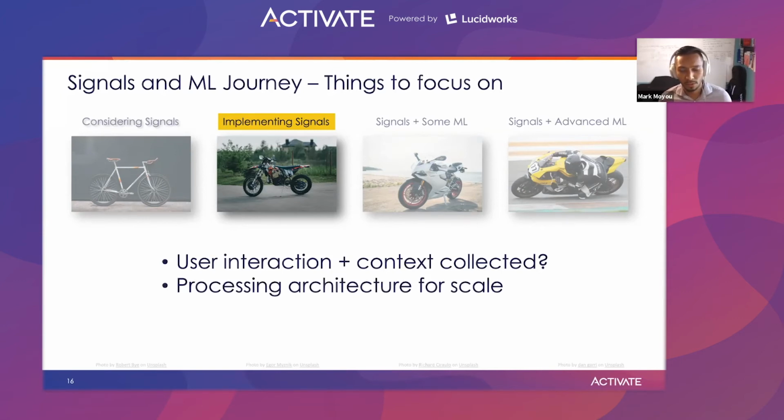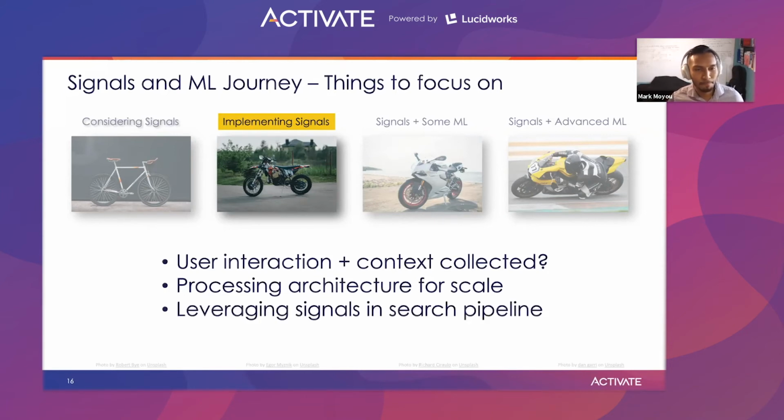How do you actually start processing the signals at scale? If you're not a big scale client, you don't have millions of searches a day, this may not be a concern for you. And then after you process the signals, how do you leverage your output in a search pipeline? Is it repeatable? Is there a lot of custom code that you have to write?